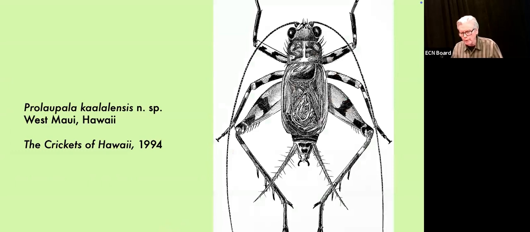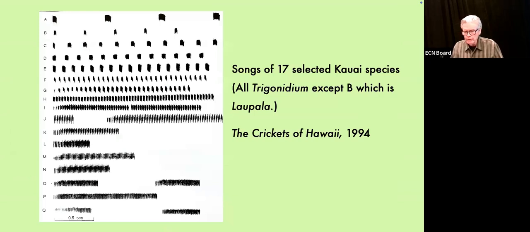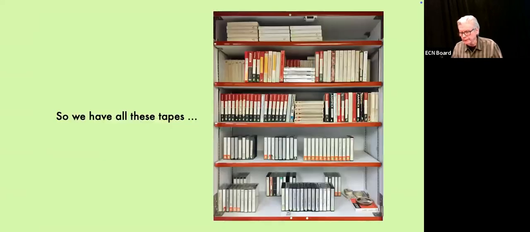In 1994, he put out Crickets of Hawaii, and he used this kind of analog method here to record the pulses of their songs, the chirps and trajectory of their songs. These are all Trigonidium species, or most of them, from Kauai and the Hawaiian Islands. So we still had all these tapes. What do we do with them?